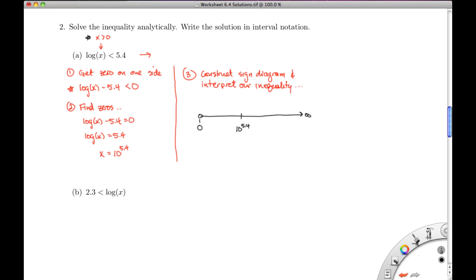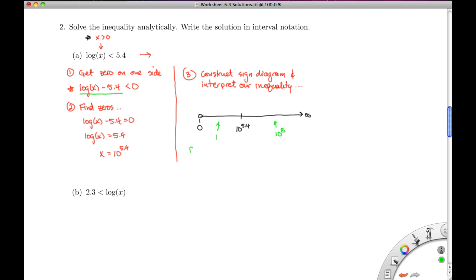So now we're going to pick test points. I'm going to pick 1 from this one, and I'll pick, I don't know, 10 to the power of 8. That's a number bigger than 5.4. So we'll pick those as our 2 test points, and then we'll test them into our function, which is on the other side of that 0 in our inequality. That's why we needed to take that first step.